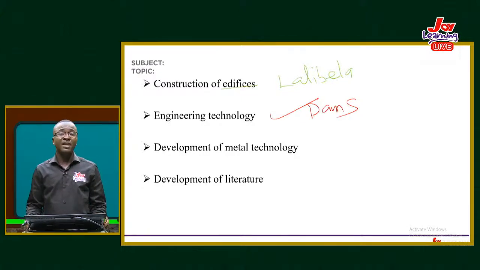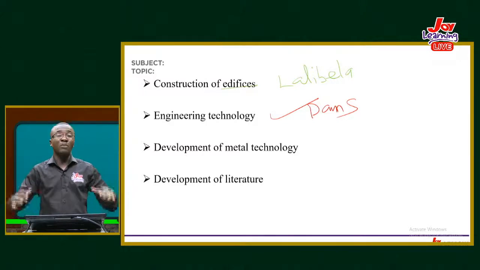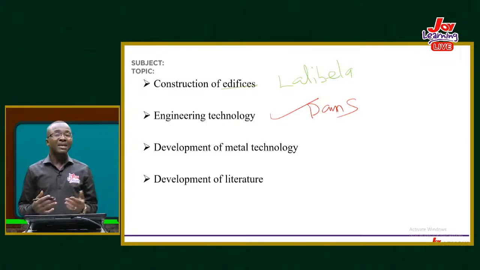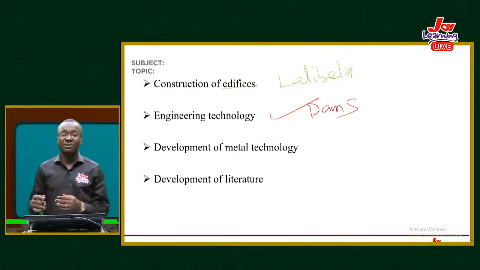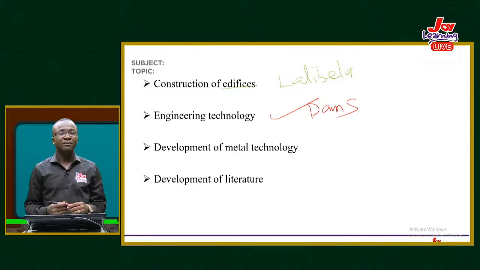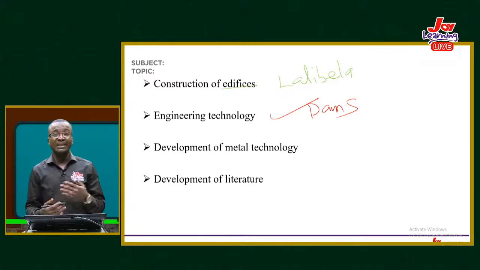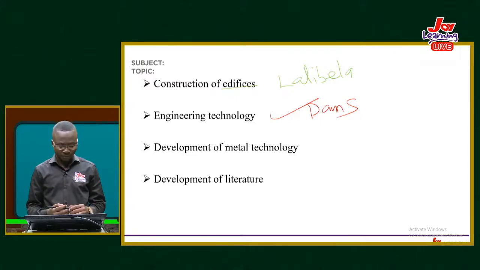So at the end of the day, the prowess shown by the Axumites in the construction of these dams and wells is a demonstration of their ability to build. These dams sometimes had various religious symbols on them and were done in a way that portrayed the beliefs of the people of Axum. And they did it to demonstrate their engineering skills.